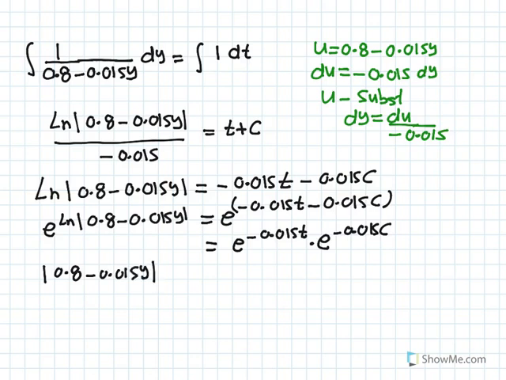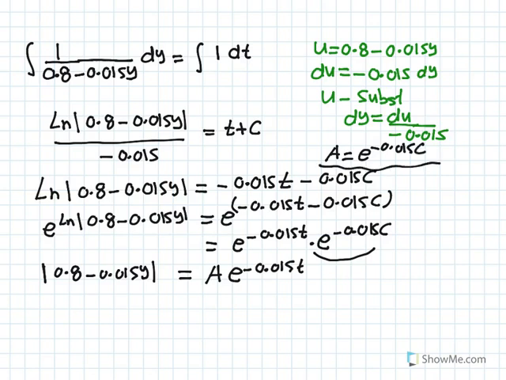So e and log cancel, and we get 0.8 minus 0.015y, all in absolute value, on the left-hand side. This is equal to, and let's call all this constant a, so a times e to the negative 0.015t. And we should write that down someplace. Let's write it down here. a is equal to e to the power of negative 0.015c.